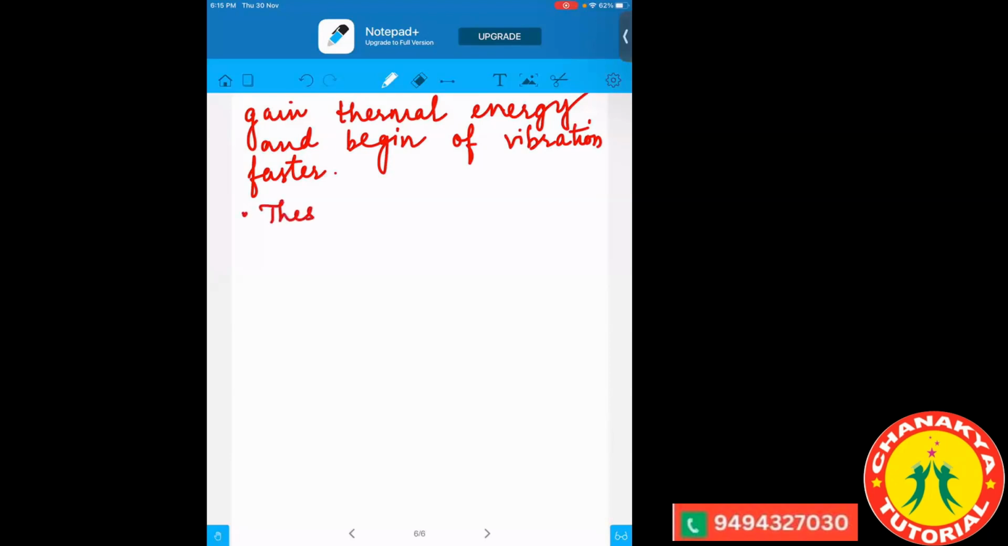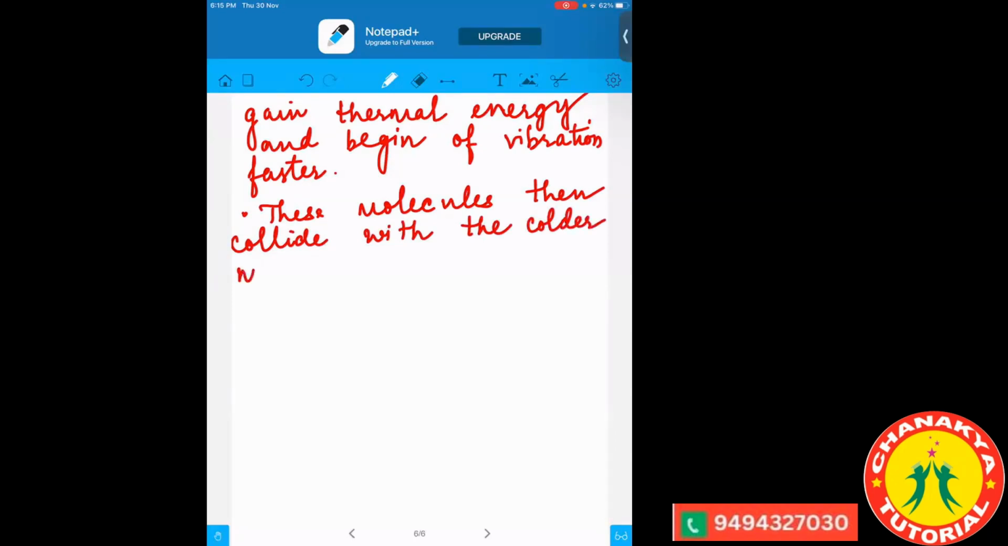Now these molecules then collide. As soon as the vibration starts, they will start colliding with the colder molecules. Wherever the colder molecules are, they will collide with them and transfer some thermal energy to them as well.